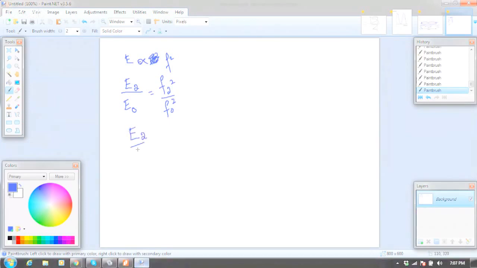So E2 by E1, इसकी ratio अगर calculate करनी हो, if you remember the sequence was in stretched string f0, then 2f0, then 3f0, and so on. वैसे भी पिछले parts में आप frequencies calculate कर चुके हैं. So this will be (2f0) whole square divided by f0 square. ये cancel हो जाएगा. The ratio will be 4:1. That will be the ratio.